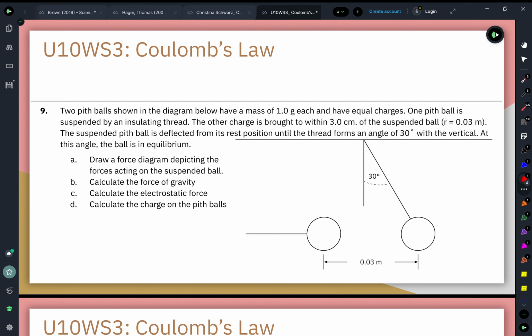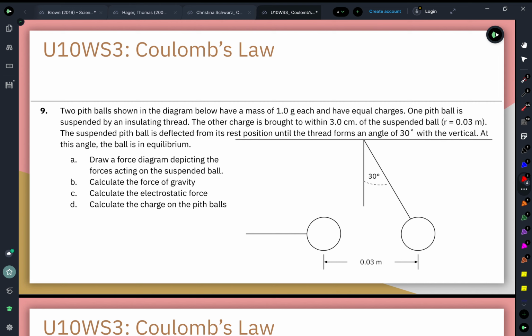The suspended pith ball is deflected from its rest position until the thread forms an angle of 30 degrees with the vertical. At this angle, the ball is at equilibrium. There are 4 parts to this problem. The first is we're going to draw a force diagram depicting all of the forces acting on the ball. Second, determine and calculate the force of gravity. Third, calculate the electrostatic force. And then finally, part D, we're going to calculate the charge on the pith balls.